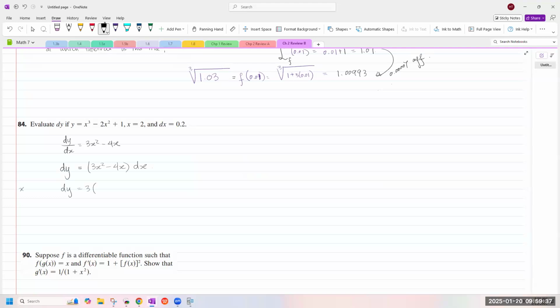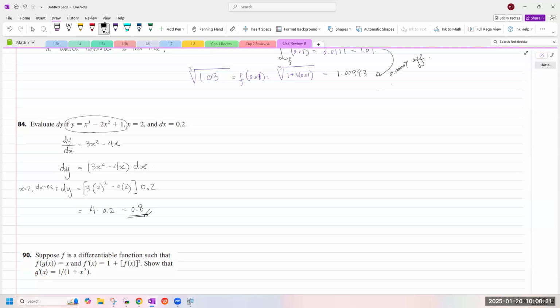Okay, x equals 2, dx equals 0.2. So 3 times 2 squared minus 4 times 2, all multiplied by 0.2. Basically, for this function, this is how much y changes when x is 2 and x is increasing by 0.2. The dx is positive 0.2. So 12 minus 8 is 4, times 0.2, that is 0.8.